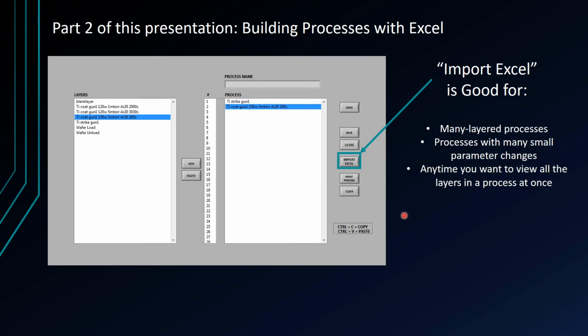So the next part of this presentation, I'm going to talk about this button you have on the process creation screen. On the process creation screen, you have this import Excel button. This is useful when you want to make very many layered processes, like if you're going to make something like 10, 20, 30 layers for a process, even up to 1,000 layers you can do. It's much easier to do it with our Excel sheet.